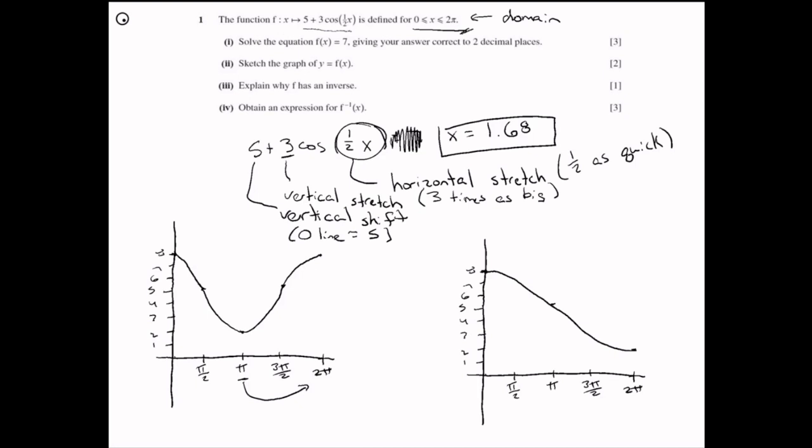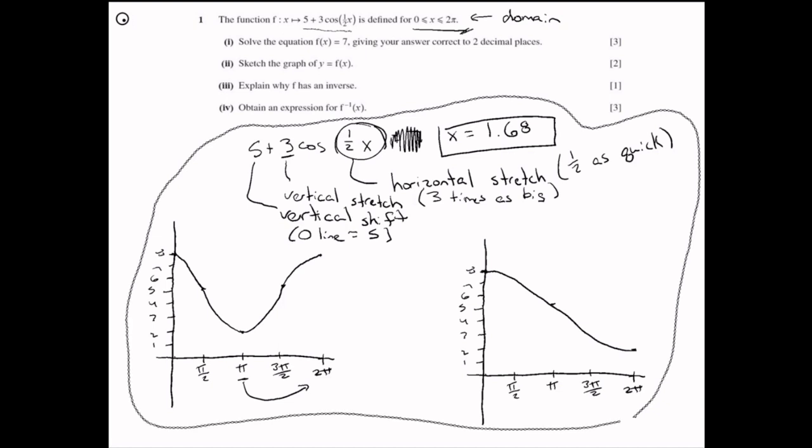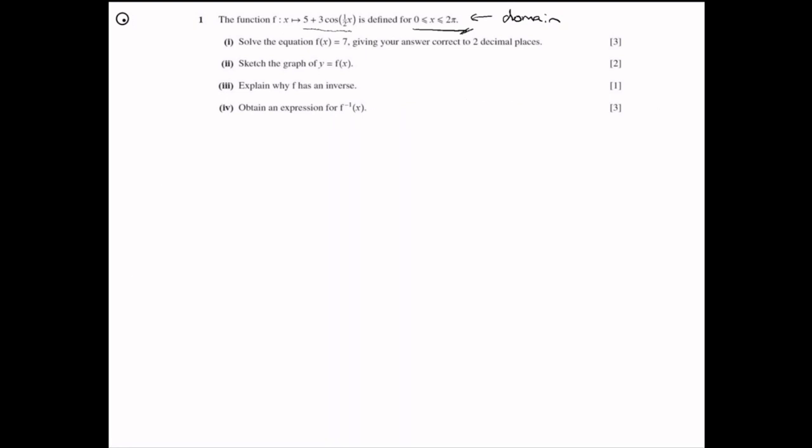And now for the final part of this problem, it says to obtain an expression for f inverse of x. So f inverse of x pretty much means we just need to replace the x and the y in our equation, then solve for y once again. So what I mean is that previously we had y equals 5 plus 3 cosine 1/2 x, but everywhere there's an x, we're going to make it y, and everywhere there's a y, we're going to make it x. So x equals, there's only one y here, but sometimes it's more prevalent.